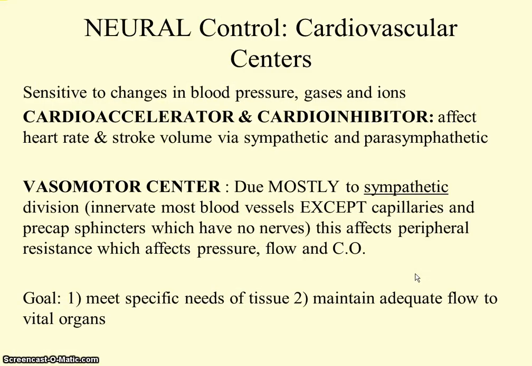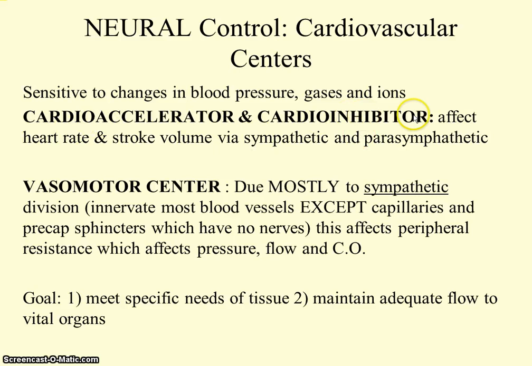All right, so here the neural control, just remarking on that specifically, cardiovascular centers. So you have a cardioaccelerator center, a cardioinhibitor center, and a vasomotor center. The cardioaccelerator and cardioinhibitor centers are really sensitive. So again, what are they controlling? They're sensitive to blood pressure changes, amounts of oxygen, carbon dioxide, and ions, so your sodiums, potassiums, hydrogens, calciums, okay?